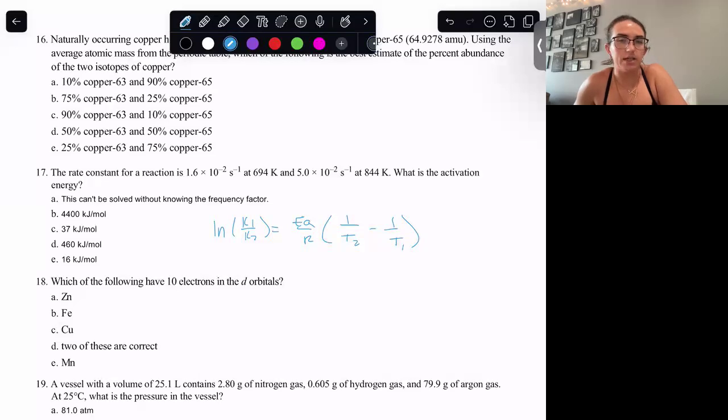You tell me, are you using the little r or the big R for this type of problem? What are our units in? Yes. Yep. So we do want to use the 8.314.